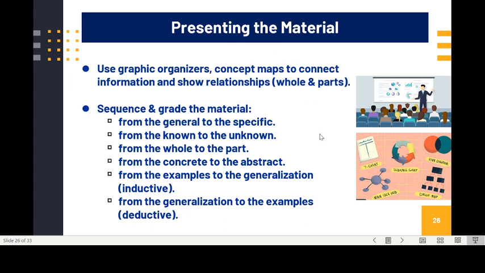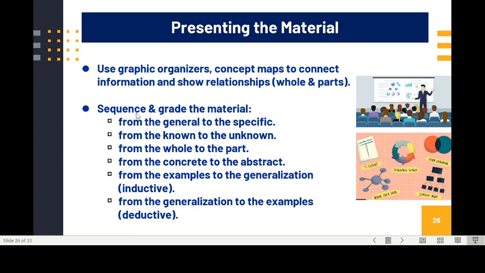Now, when we present the material to the students, it's important to use graphic organizers or concept maps to connect information and show relationships like the ones here in the pictures. T-chart and here. So this is what I mean by graphic organizers.